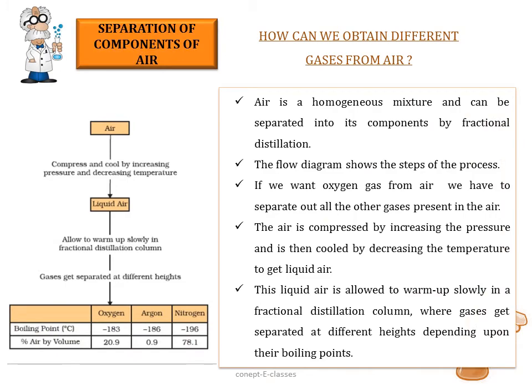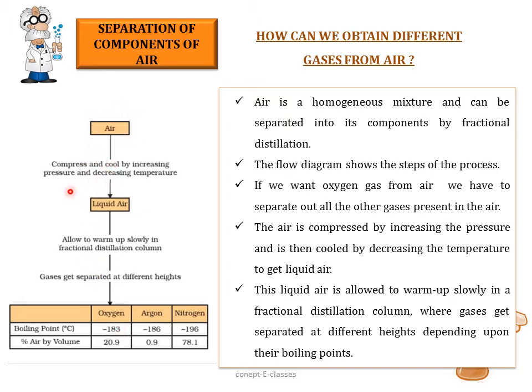Separation of components of air. So let's see how we can obtain the different gases from air. We know that air is a mixture of gases. It consists of argon, nitrogen, oxygen, carbon dioxide, etc. So we can separate the components of air by fractional distillation. This flow diagram shows the steps of the process.